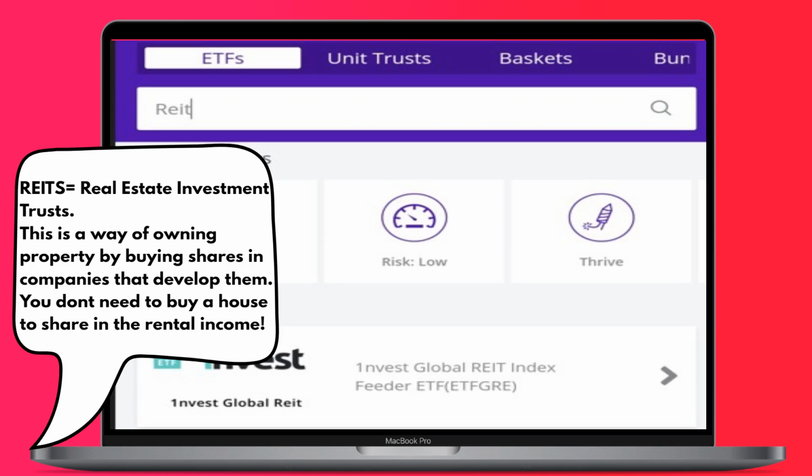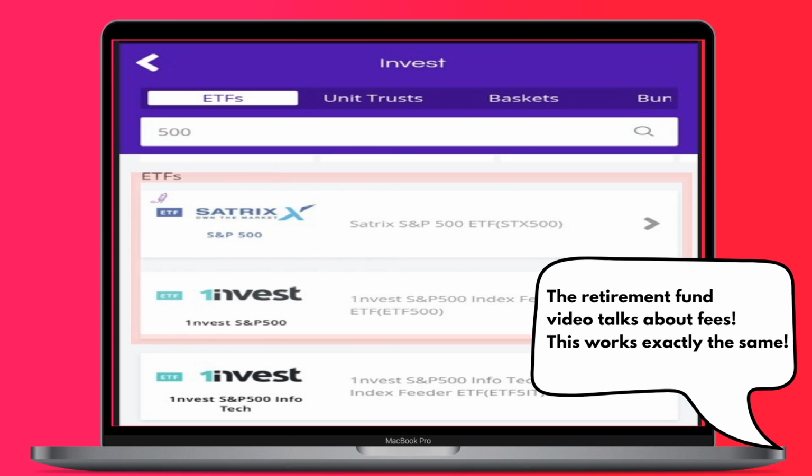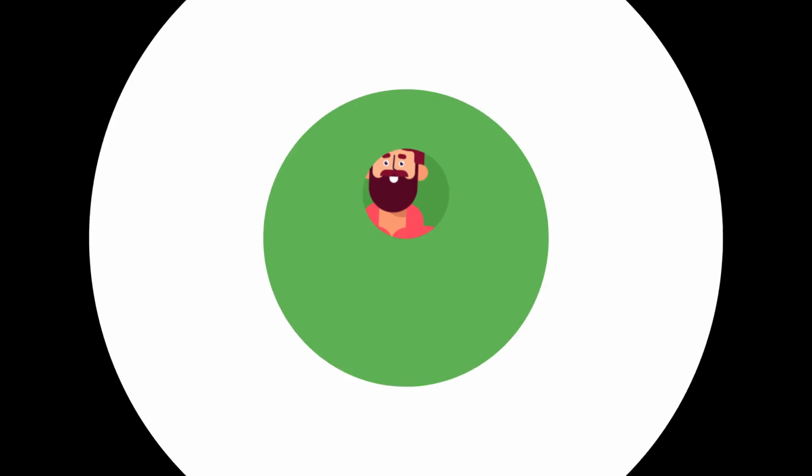There are many ETFs that may track the S&P 500 index or any other index. Find the one with the lowest fees. Markets go up and down, so don't babysit it. If the value of your portfolio drops, do not panic. Wait for the long-term returns.